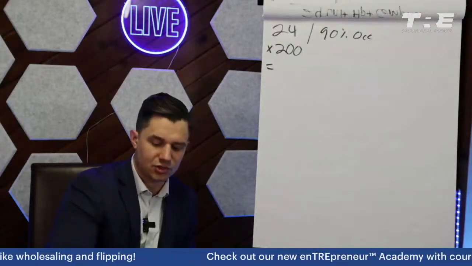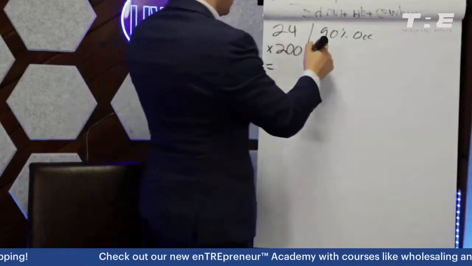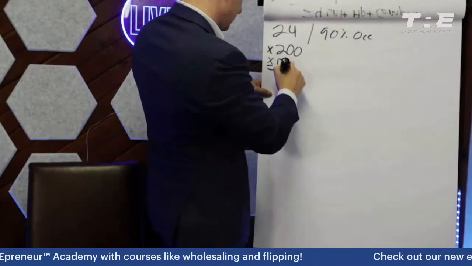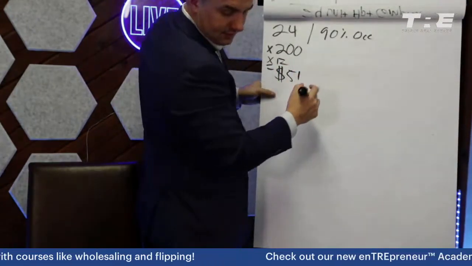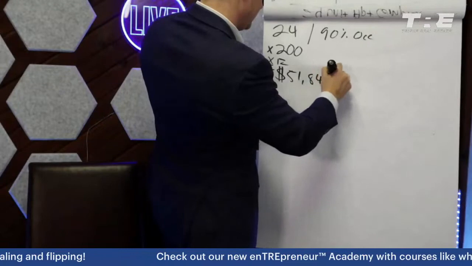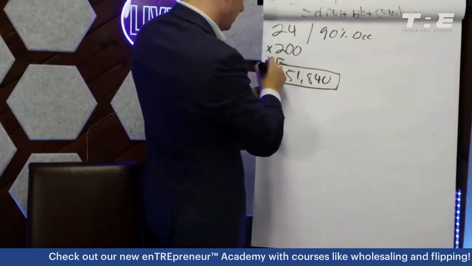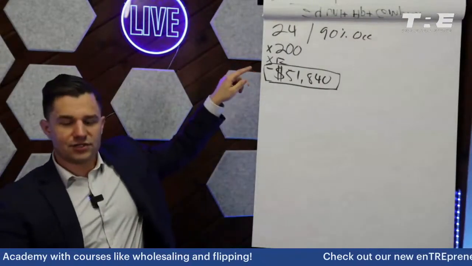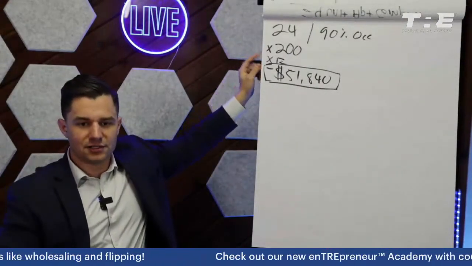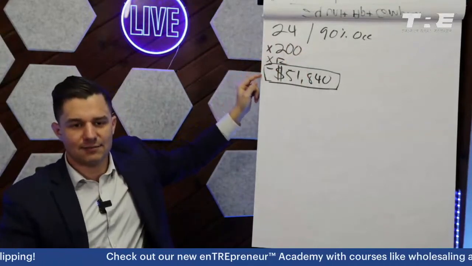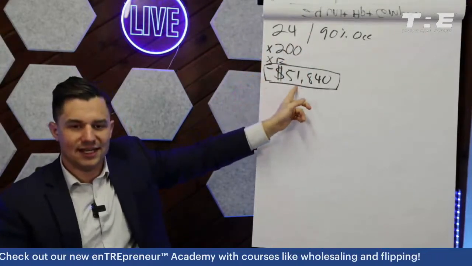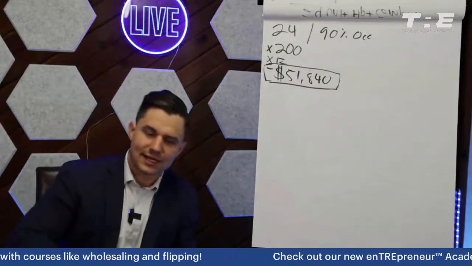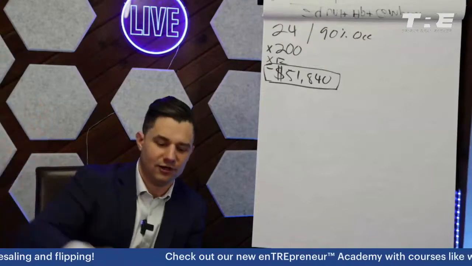4320 times 12 to get your annualized number is $51,840. This is extra. This is what the $200 a month is going to do for us. We're going to raise rents on the 24 units by $200, 90% occupied, times 12. It's going to bring us in an extra $51,840 every single year. Now our cash on cash return is getting much greater.